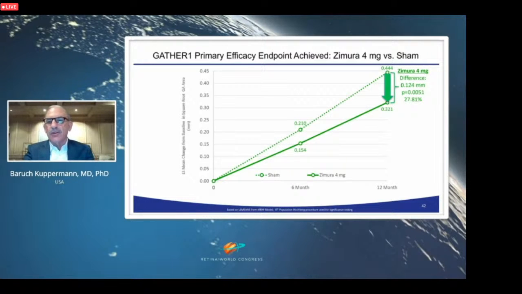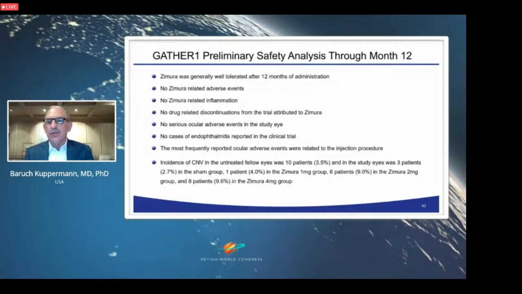The 4 milligram is actually 2 injections. So based on that data, a relatively good safety profile, it was decided to proceed with the 2 milligram dose. Again, it's well tolerated after 12 months of administration. There was no inflammation. There is, again, a low incidence of CMV, and as you can see here in the final bullet, there is an issue ongoing there.